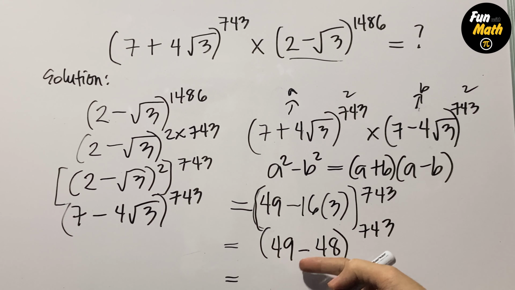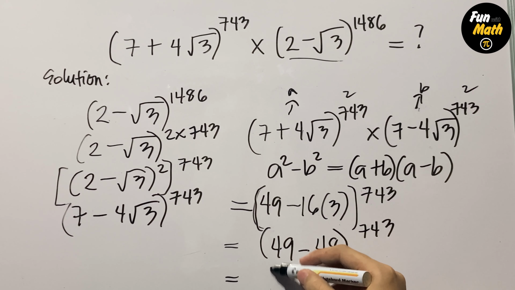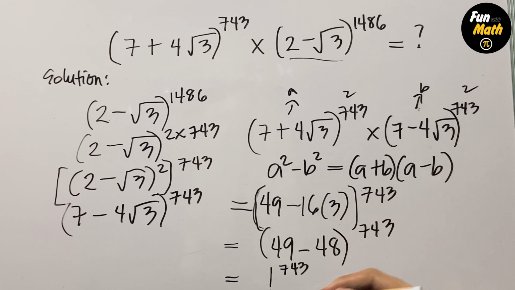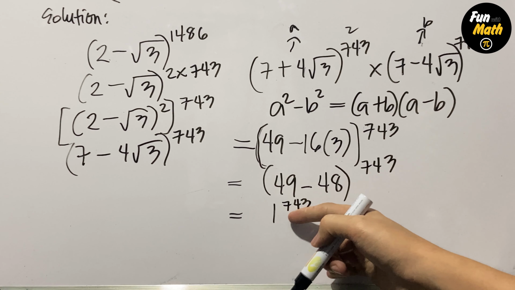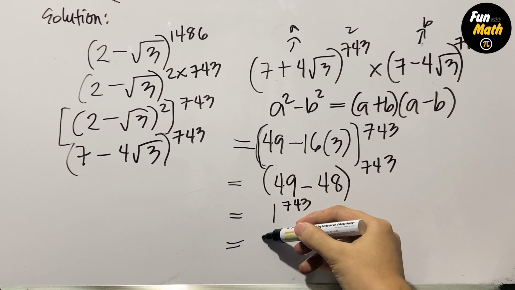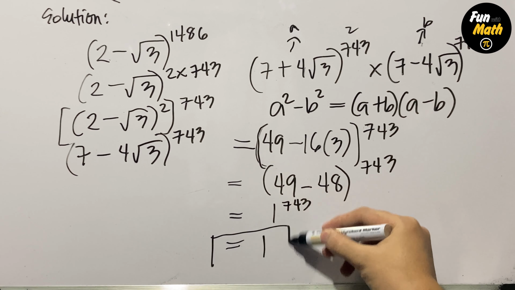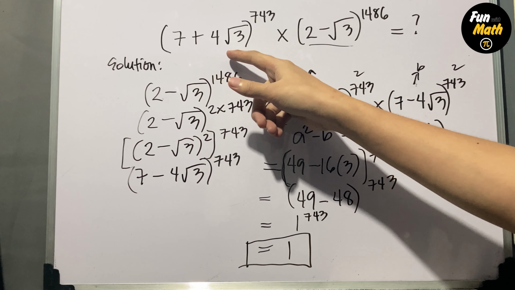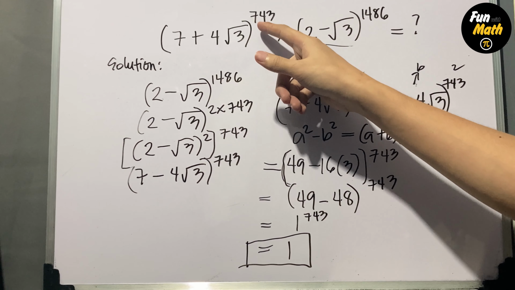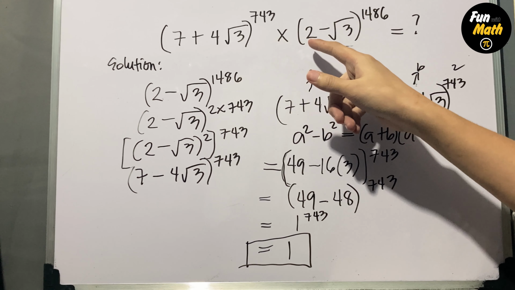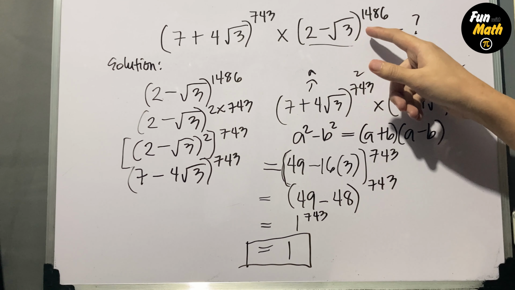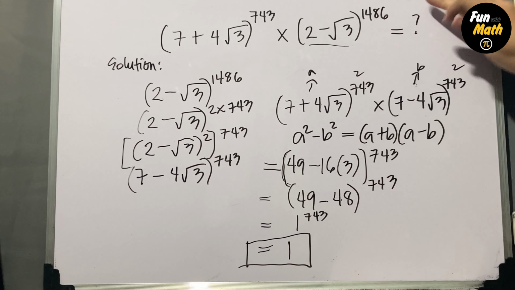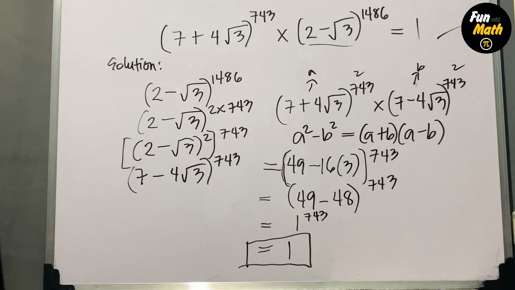And that is 49 minus 48, that is 1 to the power of 743. And 1 to the power of 743 is equal to 1. So this is the final answer, 1. Therefore, (7 plus 4 square root of 3) whole to the power of 743 times (2 minus square root of 3) whole to the power of 1486 is equal to 1.